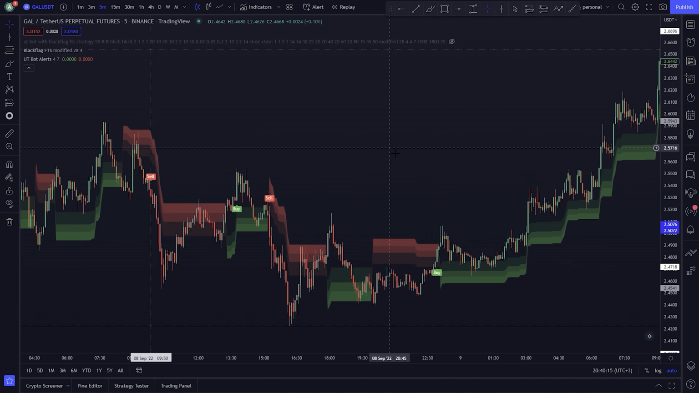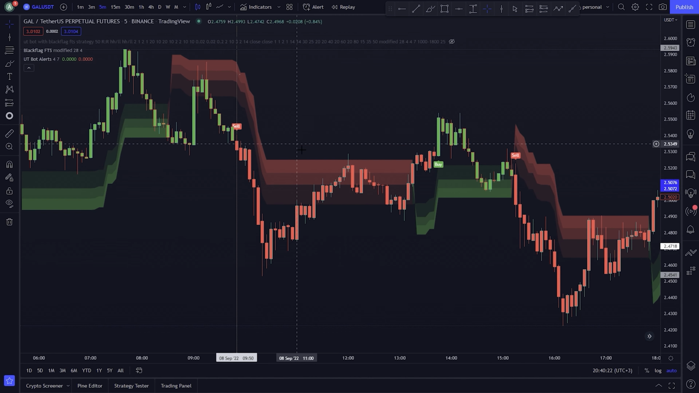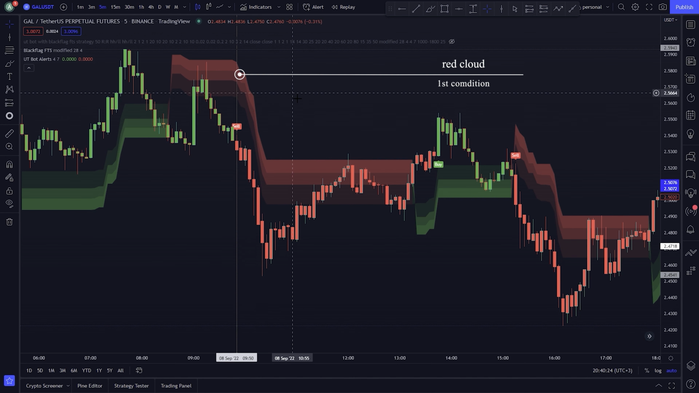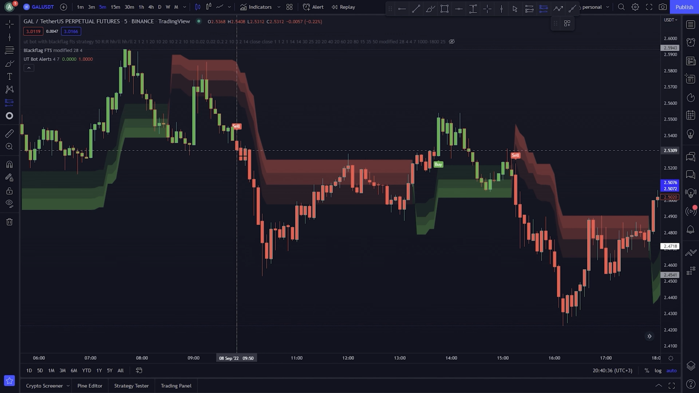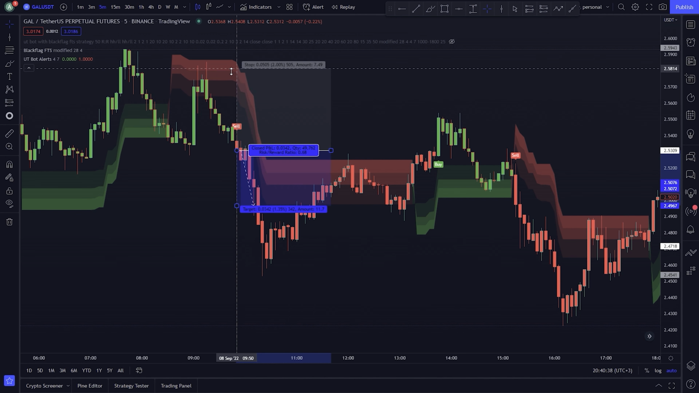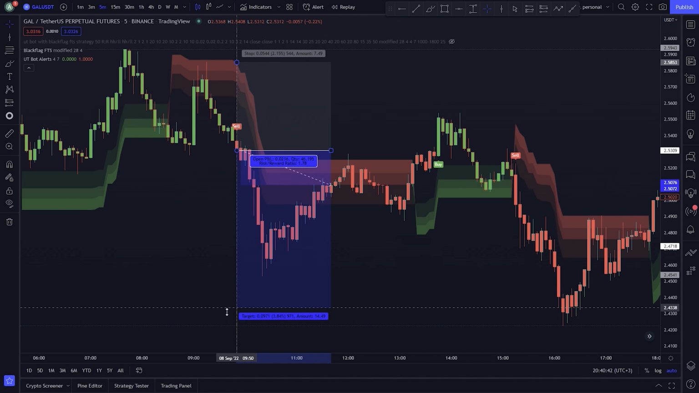And now let's move on to the short condition. For a short signal to be valid, we need a red cloud and a sell signal from UT Bot. Now we can take a short position. Our stop loss must be above the recent swing high, and the risk to reward ratio will be 2.